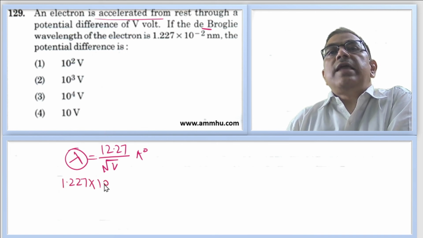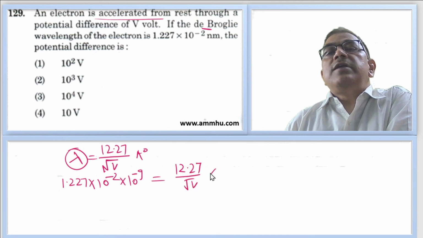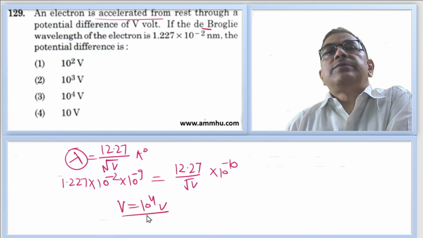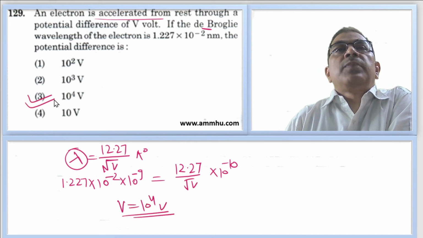1.227 × 10^-2 × 10^-9 equals 12.27 by root V × 10^-10. Solve it, we will get 10^4 volts. Is it right? So this option is correct.